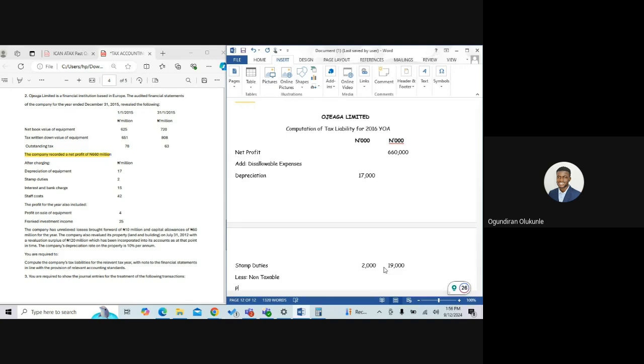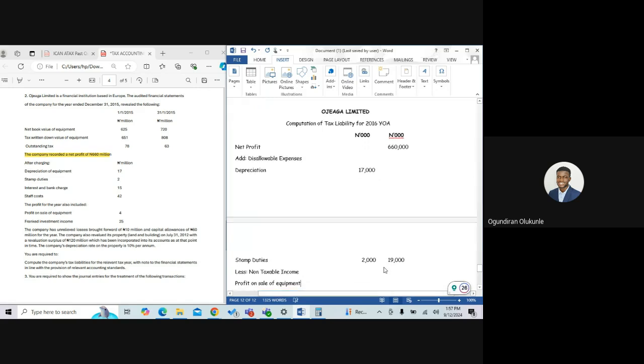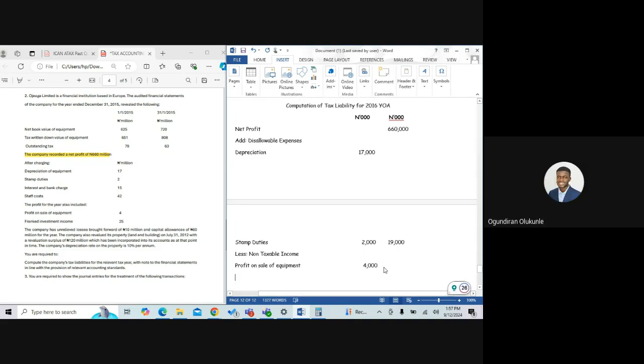All right. So we have profit on sale of equipment. How much is profit on sale of equipment? 4,000, right? Then we have franked investment income. How much is franked investment income? 25,000. So when you add the two together, what do you have? 29,000.